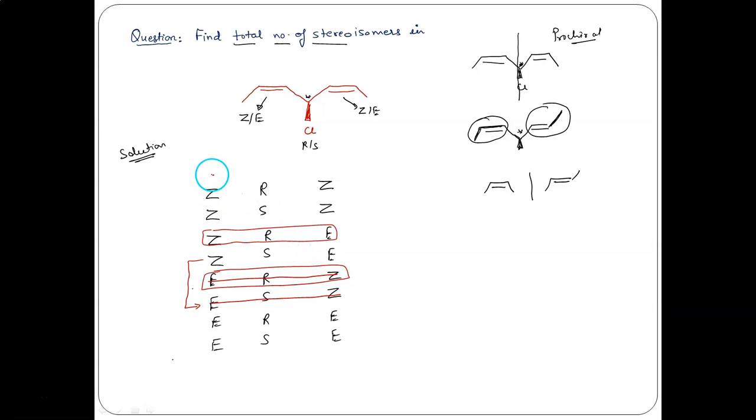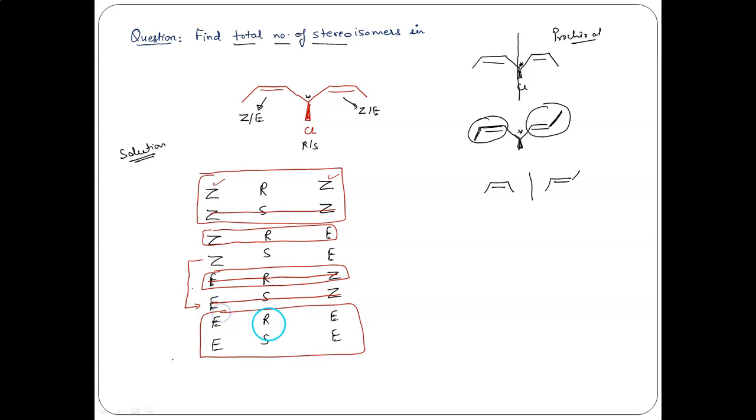For example, if you look at the first two, right? If it is Z and Z, then the center is not an asymmetric carbon. Therefore, R and S will have no significance. So it will just be a single molecule. Also, when the sides are E and E, then the central carbon cannot be qualified as R and S. So we just have to count only one possibility. So the total possibilities will be 1, 2, 3 and 4. So it will be 4.